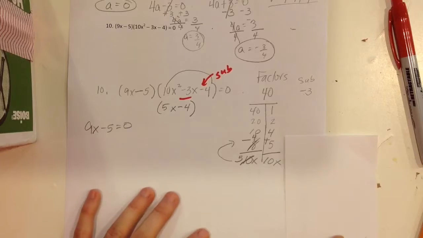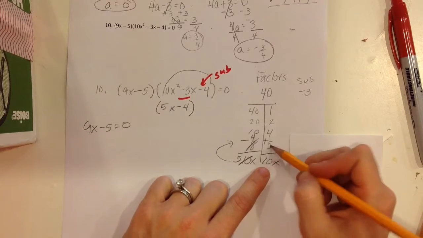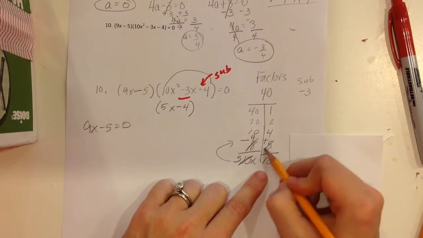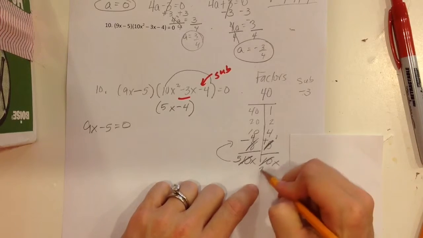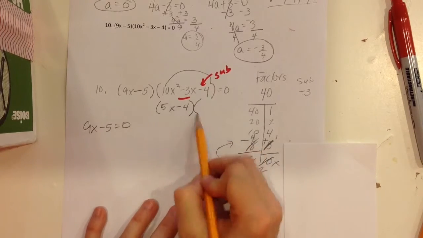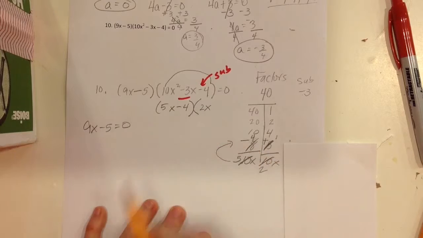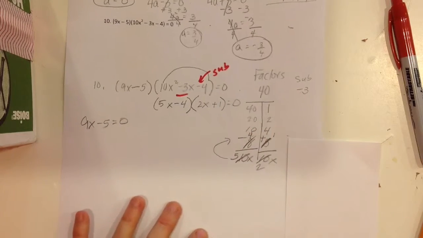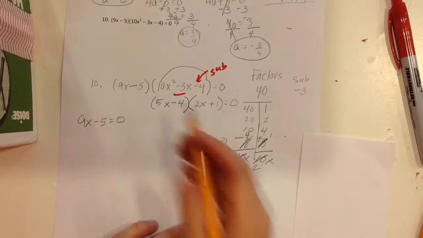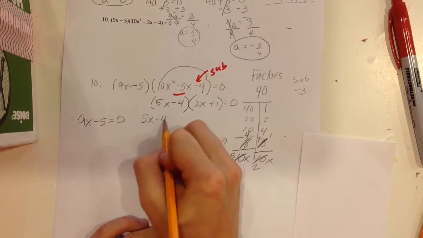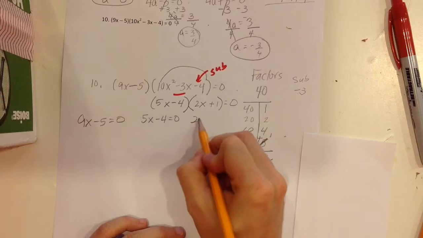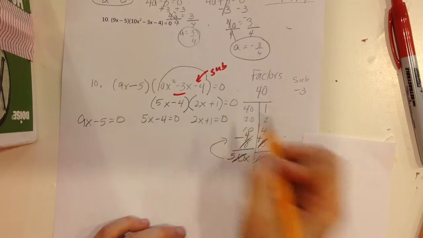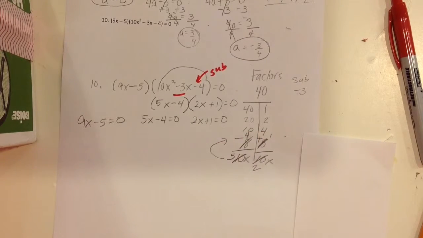Alright, looking at the next factor, I have 10 and 5. Well, 5 will go into 5 1 time, 5 will go into 10 2 times. So when I bottoms up, I'm going to have 2x plus 1. Okay, now that I've factored, I can set these 2 factors equal to 0. And now I have 3 factors that I'm going to solve for.